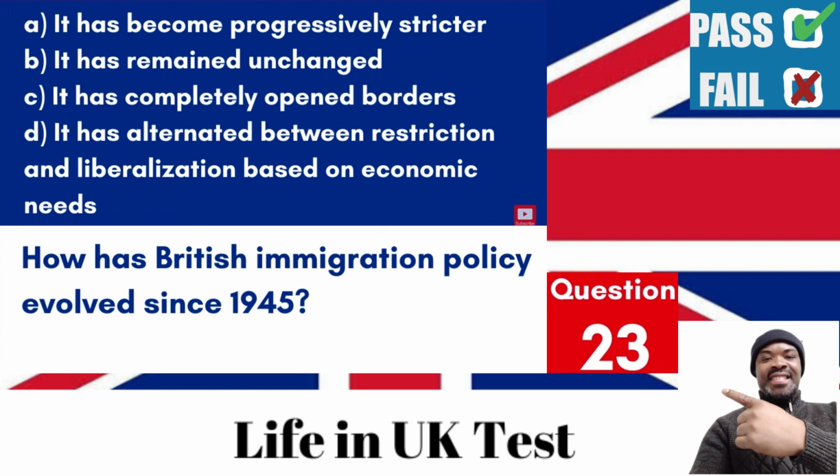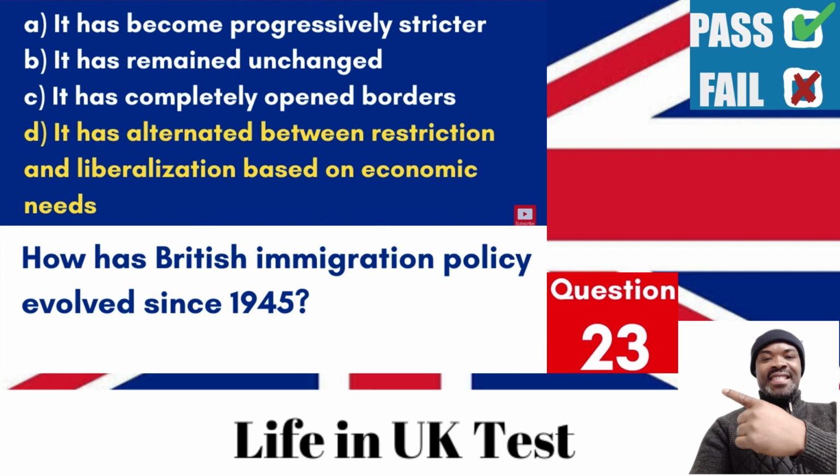Question 23. How has British immigration policy evolved since 1945? A. It has become progressively stricter. B. It has remained unchanged. C. It has completely opened borders. D. It has alternated between restriction and liberalization based on economic needs.